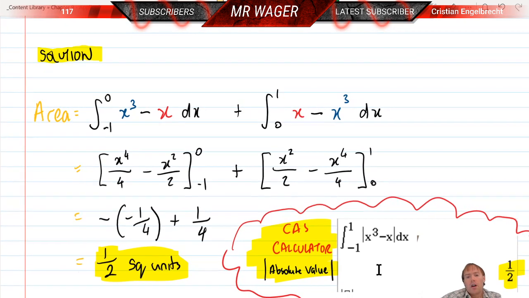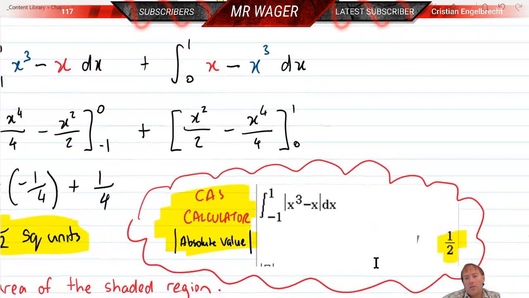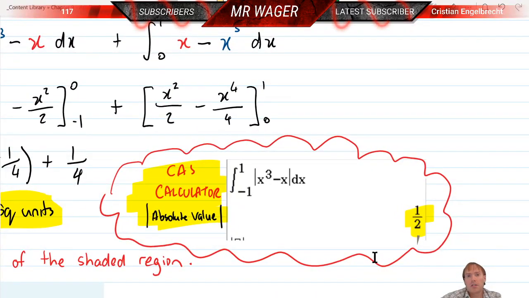Now, some of you might be inquiring, can you do this with a calculator using the absolute value function? And you can. So rather than splitting it up into two integrals and working out each one separately, the calculator's got the inbuilt CAS function. So what we can do is we can work out the absolute value of the difference of the functions, and notice it's just the one thing. We're just going x cubed minus x, and we're going between -1 and 1.